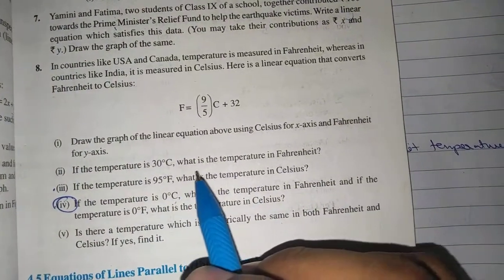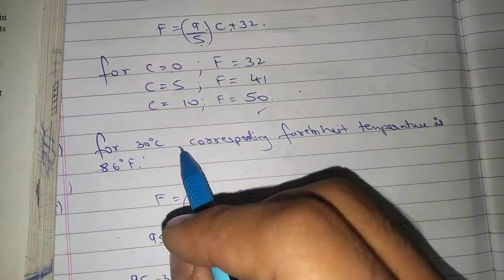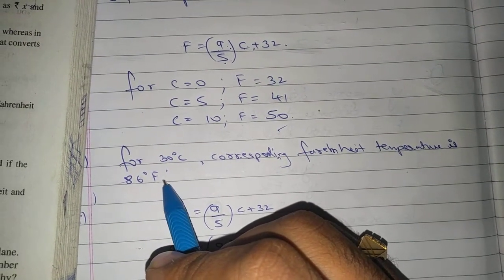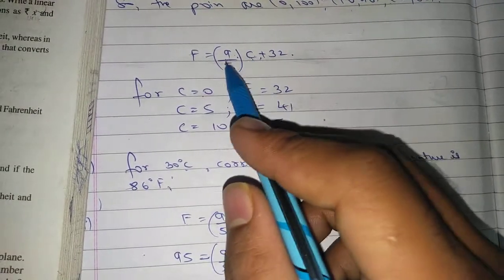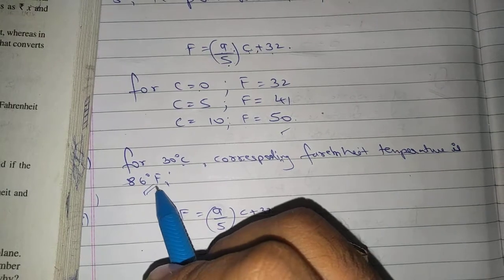If the temperature is 30 degrees Celsius, what is the temperature in Fahrenheit? So for 30 degrees Celsius, the corresponding Fahrenheit temperature will be 86 degrees Fahrenheit. Put the value 30 degrees here. 5 6s are 30, 9 6s are 54. 54 plus 32 is 86.